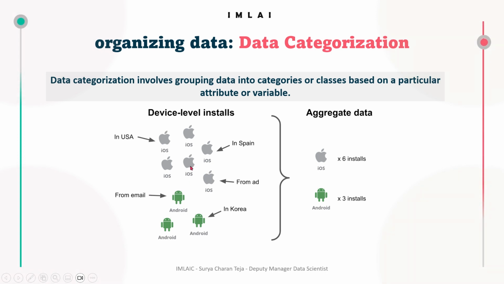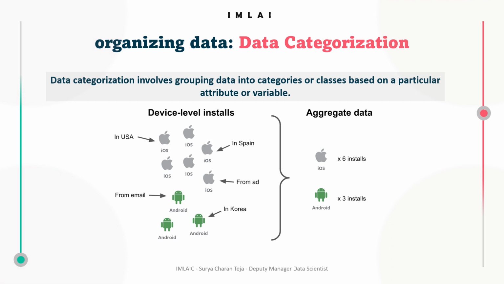Now I want to aggregate this data based on two parameters: iOS and Android. If you see, iOS 1, 2, 3, 4, 5, 6, a total of 6 iOS installations, and 1, 2, 3 Android installations. This is what we call data categorization, or grouping data into categories or classes based on a particular attribute or variable.